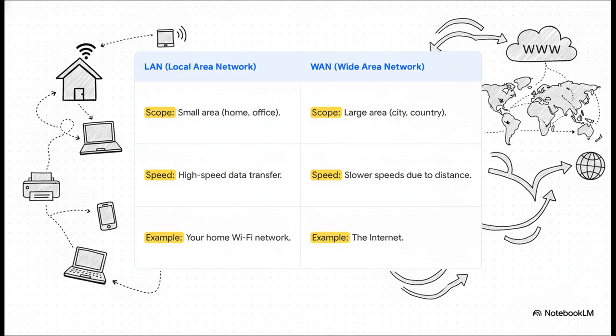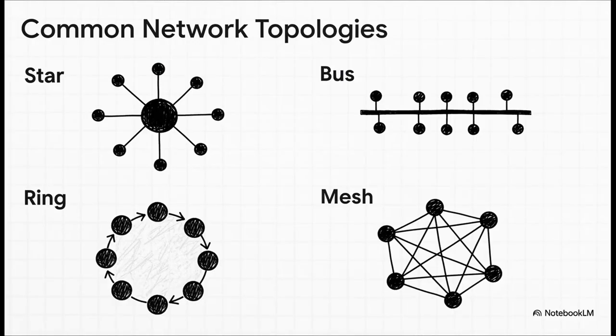A LAN, or local area network, is exactly what it sounds like. It's local. It covers a small area, like your house, an office, or a school campus. A WAN, or wide area network, covers a huge area, connecting different locations. And the biggest, most famous WAN of all? Yep, it's the internet.